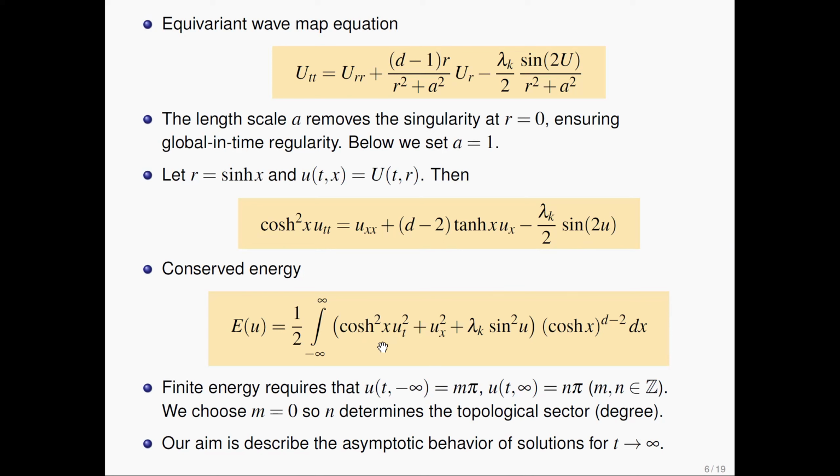And as you see from this formula, there is this potential term, sine squared. So for the energy to be finite, this term must go to zero at minus and plus infinity, which means that u must be a multiple of pi at plus and minus infinity. So without loss of generality, I will assume in what follows that u is equal to zero at minus infinity, and it is equal to n times pi at plus infinity, and this integer n corresponds to a topological degree of the map, which is conserved in the evolution. So it means the evolution breaks into infinitely many topological sectors indexed by this degree.